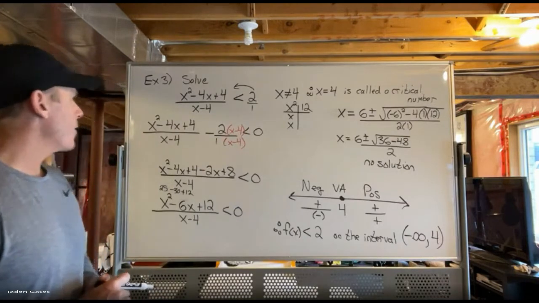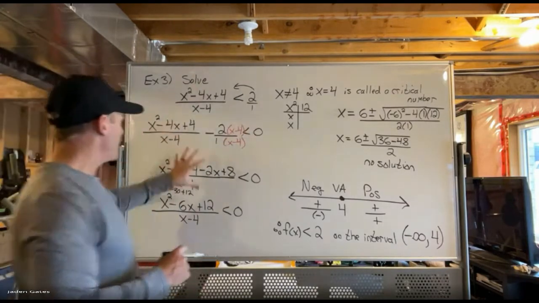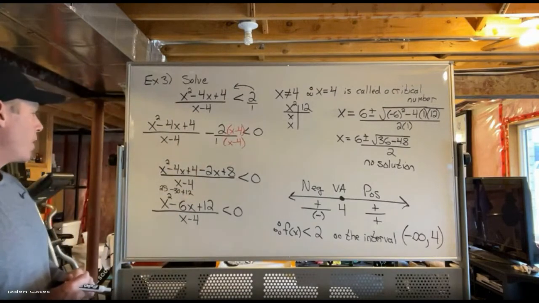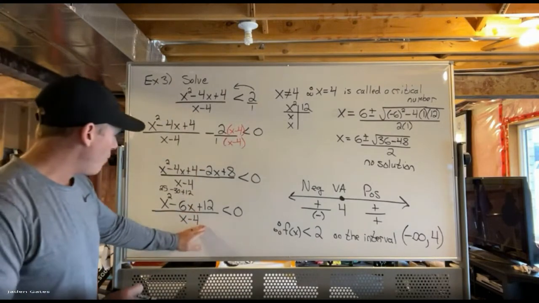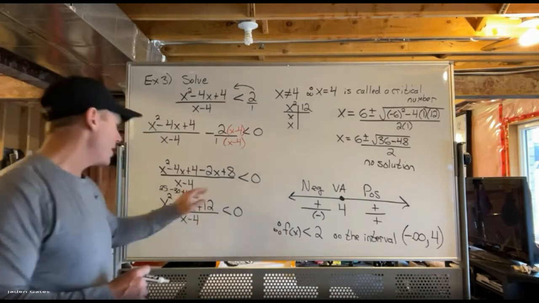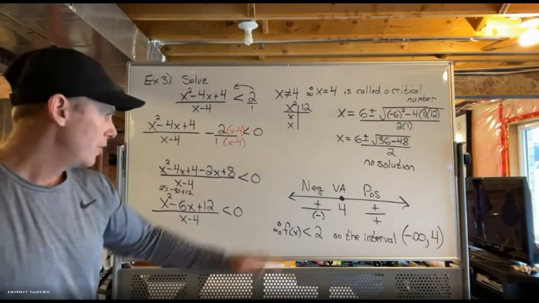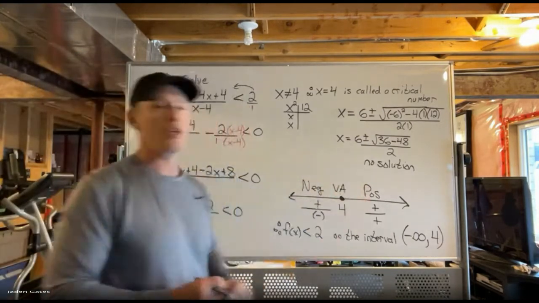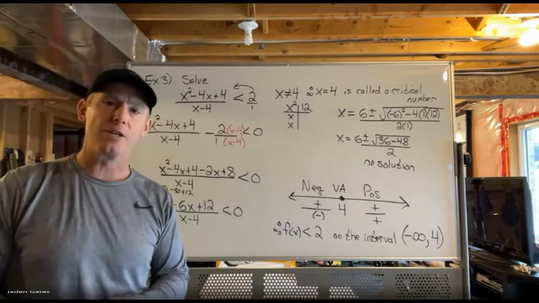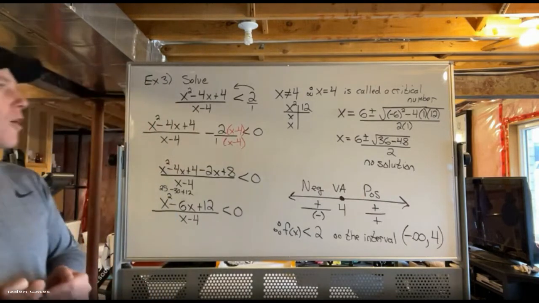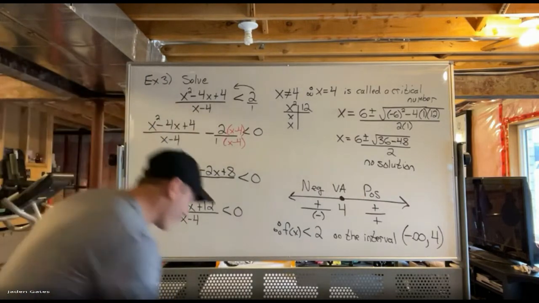All right, so again, we had to move it over to one side, get them as one term, then figure out when is your denominator equal to 0 and when is your numerator equal to 0. And those are the numbers that we're going to use on our number line to figure out the intervals. All right, so let's try one a little bit harder than that.